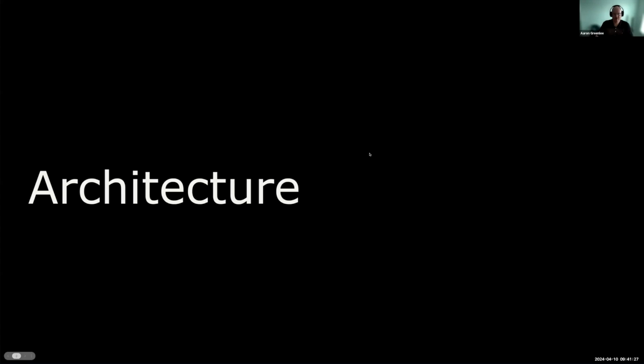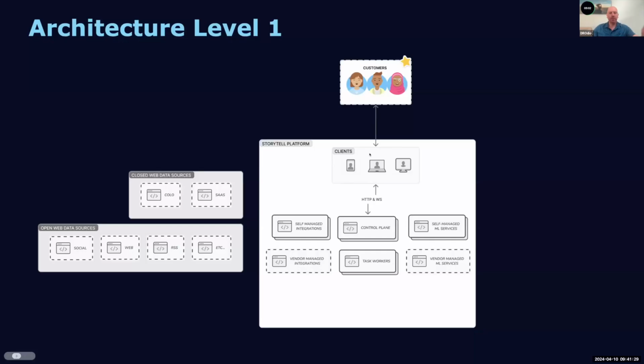So we got a couple things to go through here. First off, I'll go through a quick high-level architecture update. And so this is what I call the level one, which is the highest level view of the architecture.